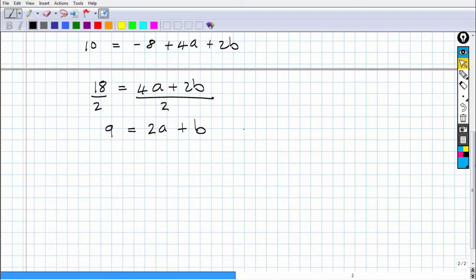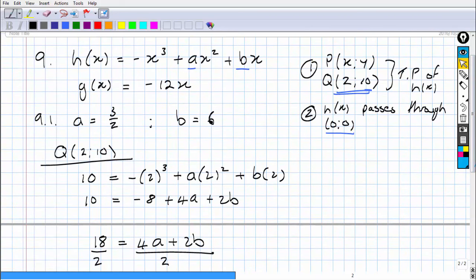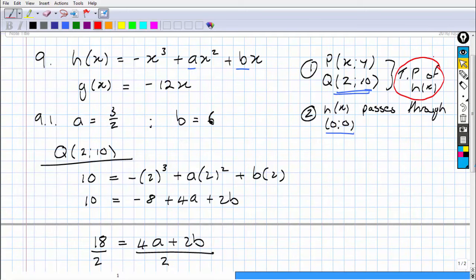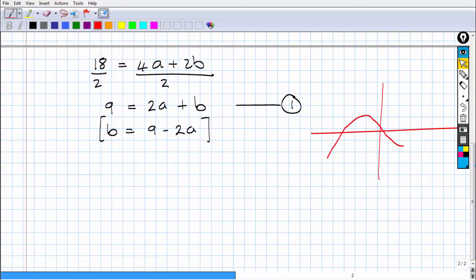And we say, okay, that's our first equation. If you want to solve specifically for b, you can say b is equal to 9 minus 2a, which you probably have to do in the end anyway. Now, where's the second point going to come from? The second point comes from the fact that they've said that P and Q are the turning points of h of x. How do we find the turning points? If we look at our graph, there's a turning point and there's a turning point. How do we find that point?